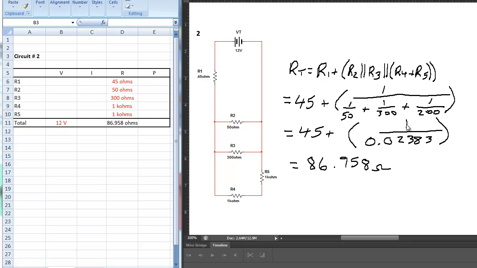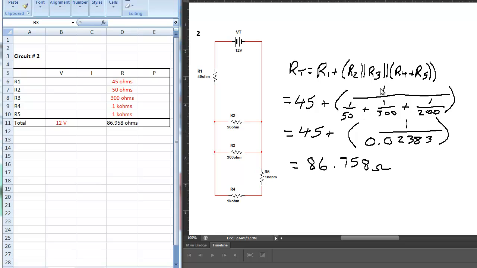Okay, so working this section out here, it's 1 divided by 0.02383. Remember, we're just going to decimals here. So 45 plus that is 86.958 ohms. You could round this to 87 if you wanted. I'm just going to leave this here, but for quick simple calculations, if you rounded this to 87 ohms, that wouldn't be the end of the world. You would still see that your calculations come very close to what mine's going to be. So I just left this here in case you made any mistakes. You would see that this is likely where you might have gone wrong.